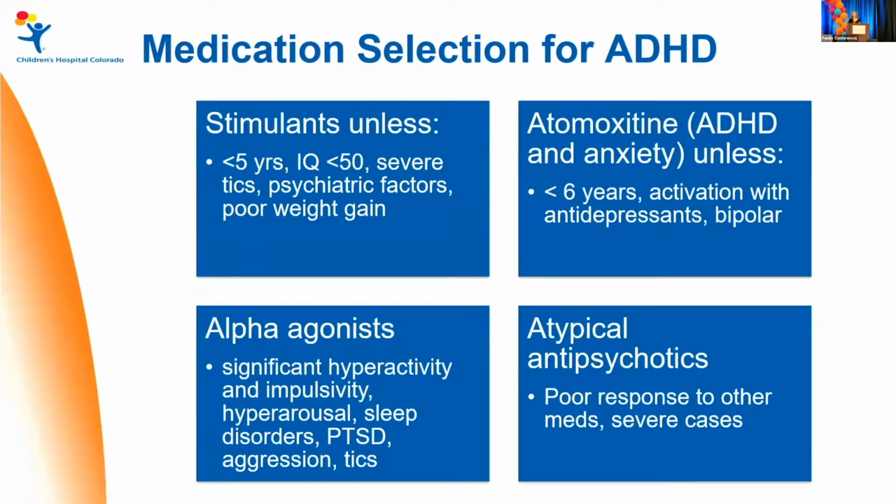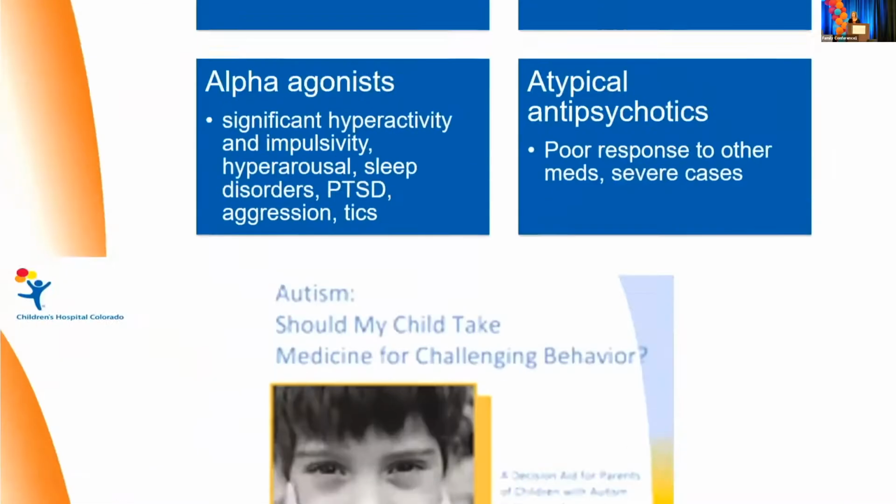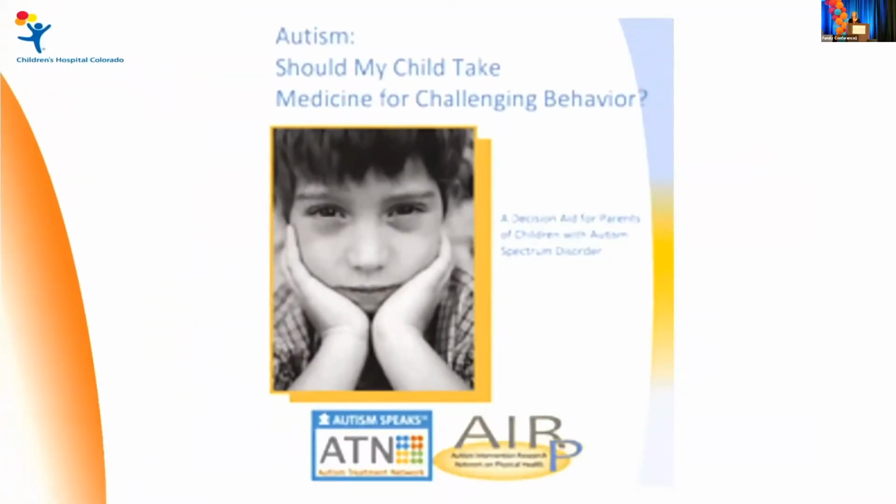Usually if you're going to use a medication, and I think someone's going to be talking more about this later, you just start with very low doses and go slow. And instead of starting with a stimulant, you might start with an alpha agonist like clonidine or guanfacine. This is a really nice handout for families that helps them to make decisions about whether they want to use a medication.